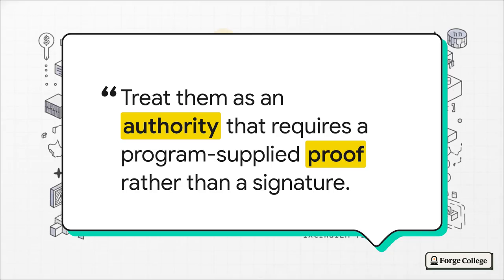Back to our club analogy. A PDA is a VIP who forgot their ID, so the program manager just comes out to the bouncer and vouches for them. It's an authority that relies entirely on a mathematical proof and bump seeds provided by the program, completely replacing the need for a private key.